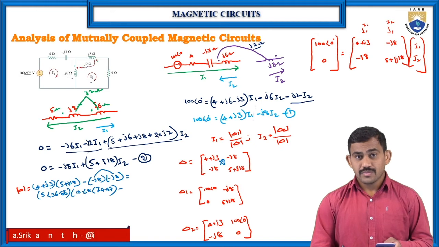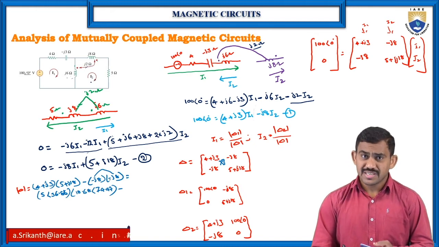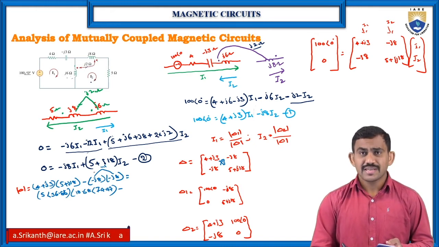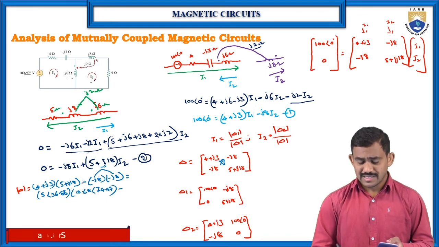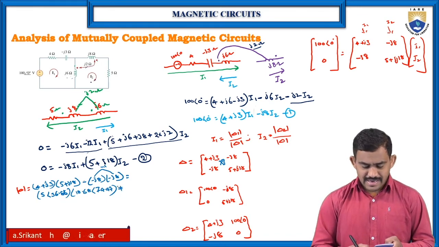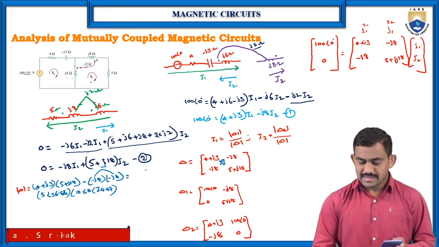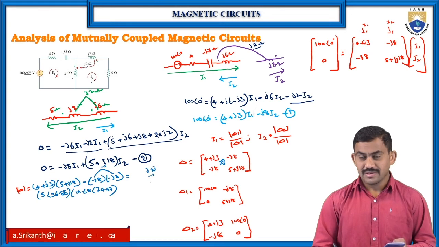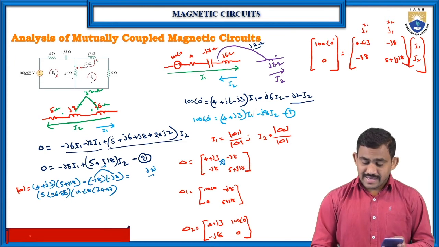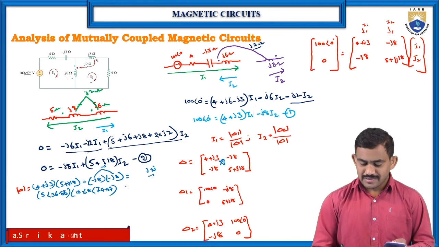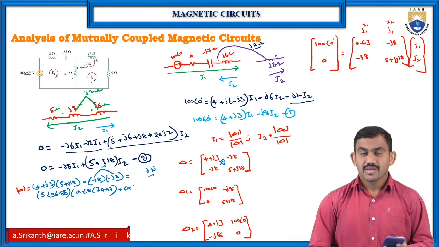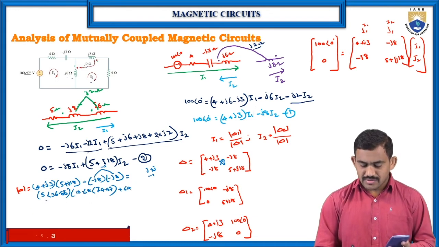Again we have minus j into minus j8. Minus into minus gives plus, but j into j we get minus 1. So minus 1 into minus, we have the plus. So we have the plus, not minus here, because j into j is minus 1 and minus minus means plus. So again minus into minus, we have the plus: plus 8 into 8, 64.